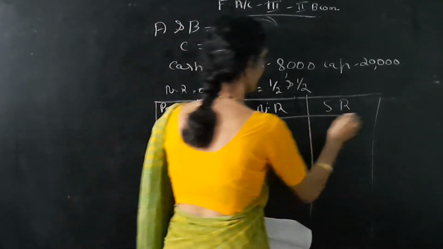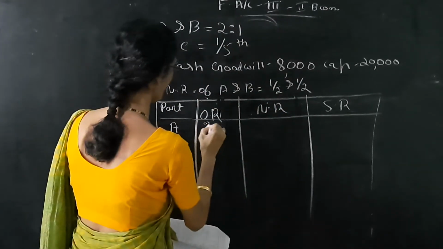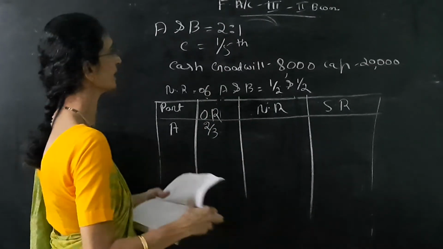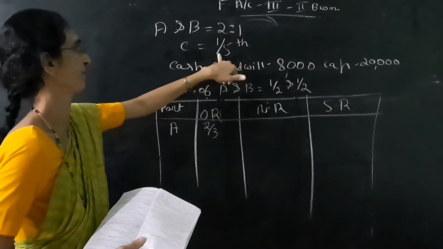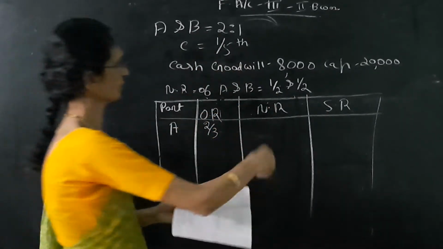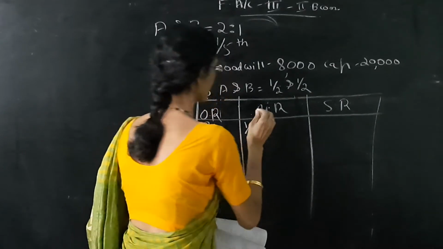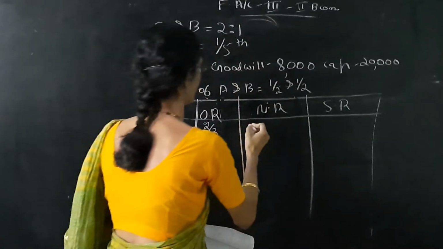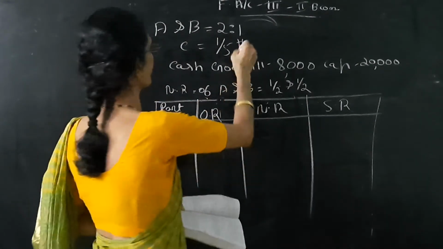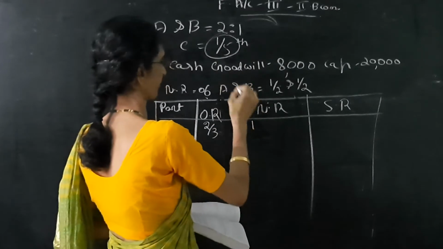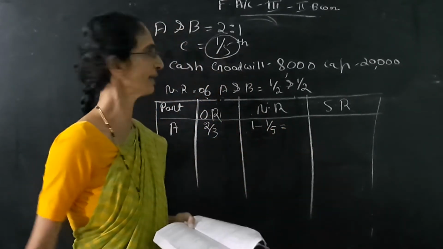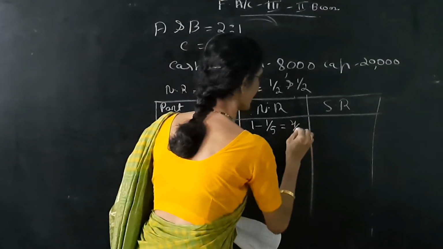So A's old ratio is 2/3. Then his new ratio: it is given 1/5 share, and future is 1/2. So the new ratio is half out of the whole share of the firm, taking it as 1. Then 1 minus 1/5, that means the remaining share is 4/5.